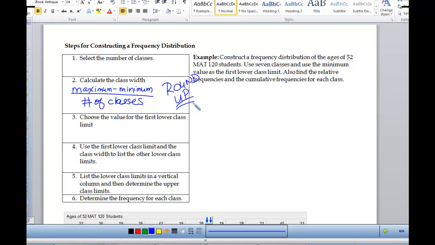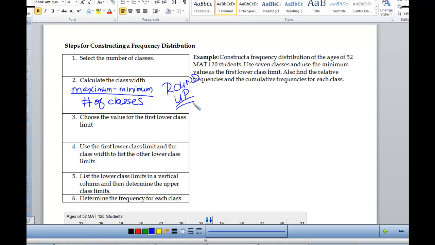So I went to our data that we've collected so far for this semester. I found about 52 responses there. So I copied and pasted them into the notes here. And we're going to construct the frequency distribution of the ages of 52 Math 120 students. We're going to use 7 classes. I didn't play much with this, but at 52 values, 7 classes, that gives me potentially 7 values per class. Okay, so we'll see what that looks like.